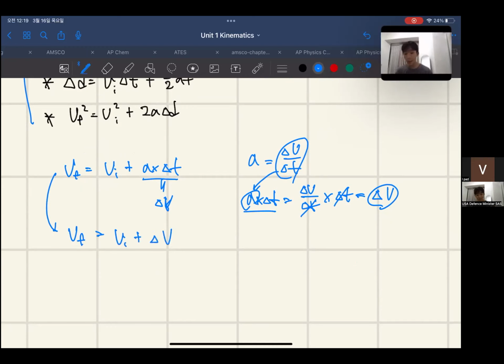Now again, what does delta mean? It means the change in velocity. Final velocity is equal to initial velocity plus the change in velocity. Very obvious, right? Final should be equal to initial plus the change. That's so obvious. Even in English, it makes sense. Of course, this formula works. This is how you prove the formula. This is how you understand the formula.